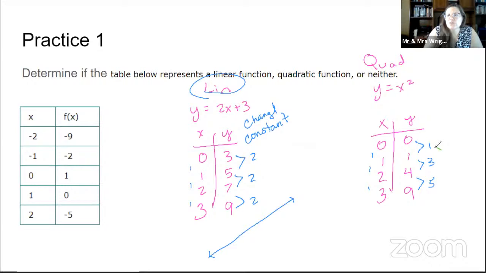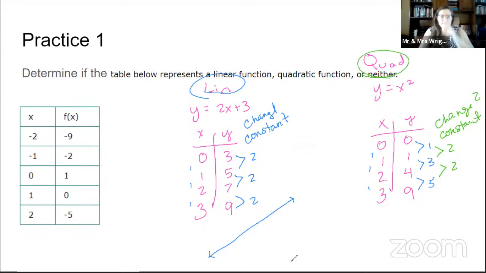So for change 2, we're going to find the difference between our first differences. The difference between 1 and 3 is 2. And the difference between 3 and 5 is also 2. And this is change 2. And in this case, this is constant because it is a quadratic. Now, if you find change 1 is not constant and change 2 is not constant, just like we had with this problem, then your answer would be neither.